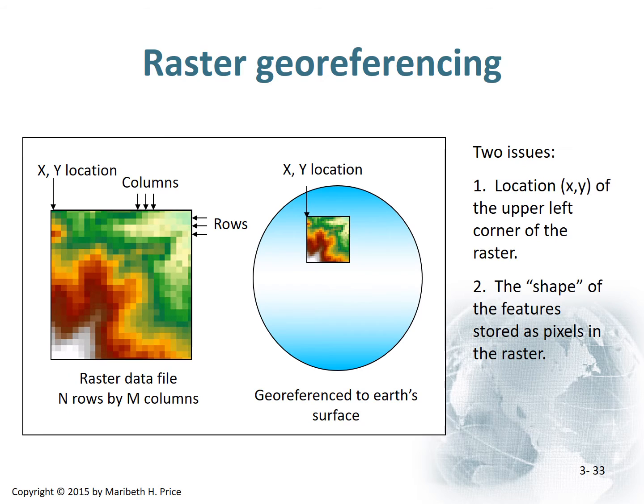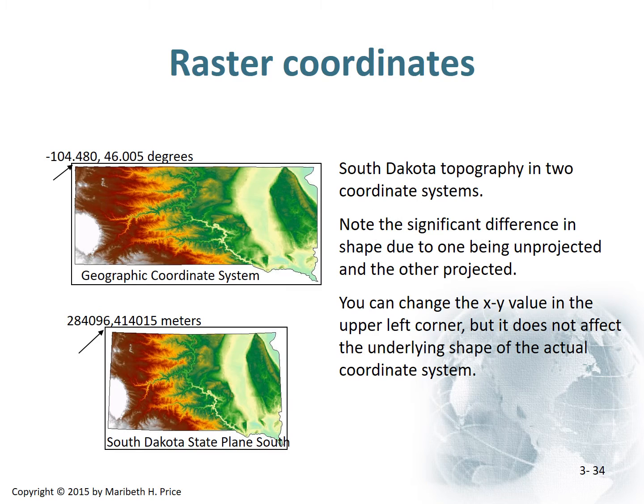Raster coordinate systems, you got to know two things. One, the coordinate of the upper left cell in the raster grid, and then the shape of the features. That's pretty much what you have. Raster coordinates.